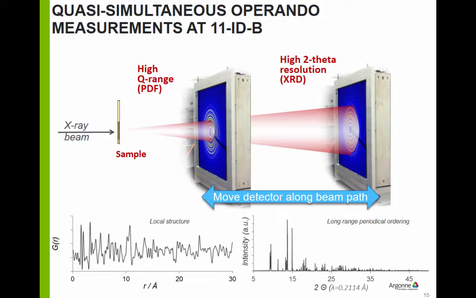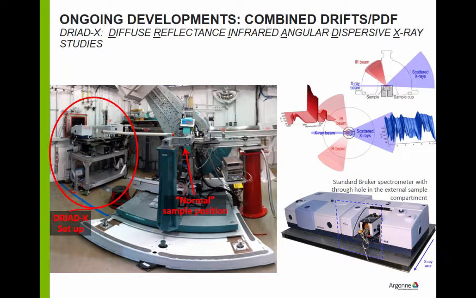B station also tries to combine measurements. And a good example is an ongoing development of a combined PDF and infrared measurement. So a standard Bruker spectrometer has been purchased, and we essentially drilled a hole in the back of it to allow X-rays to go in and hit a specifically designed chamber that allows for temperature control and gas switching as atmosphere, and allows for both the X-rays to be collected by a detector and the IR beam.